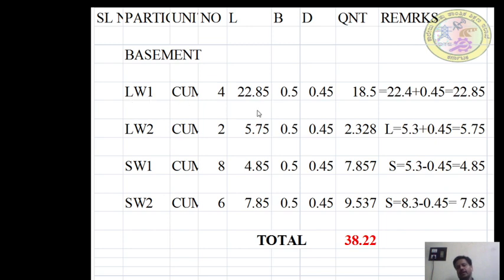LW1, so 22.4 plus 0.45, so 22.85. Calculate long wall 2 the same way. And then short wall 1. So short wall 1 is 5.3 minus 0.45, 4.85. So total quantity is 4.85, 0.5, and 0.45 depth. So consider 38.22.